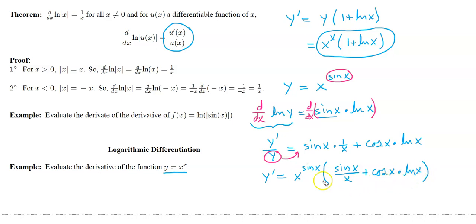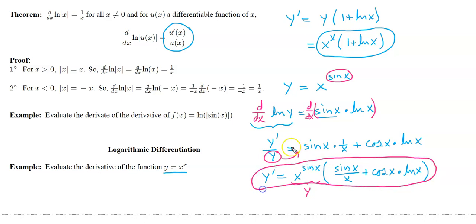and we have our answer. Notice that this piece right here, that's the y that we multiplied over to the other side. And so this is our answer right here. So the derivative of x to the sine x power is x to the sine x power times all of this, sine x over x plus cosine x times the natural log of x.